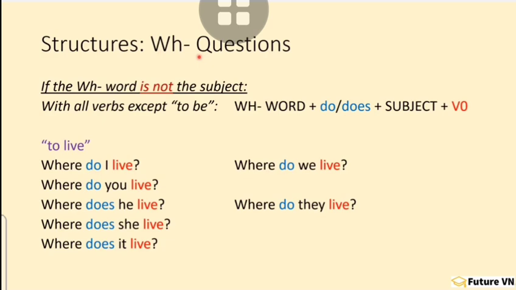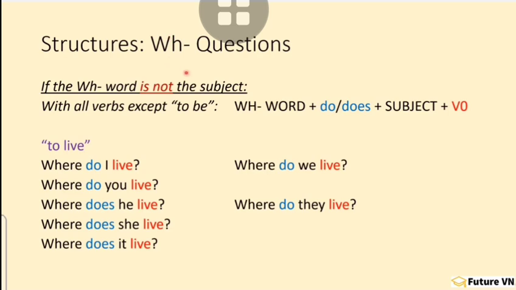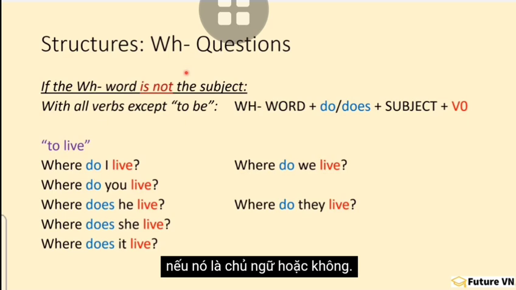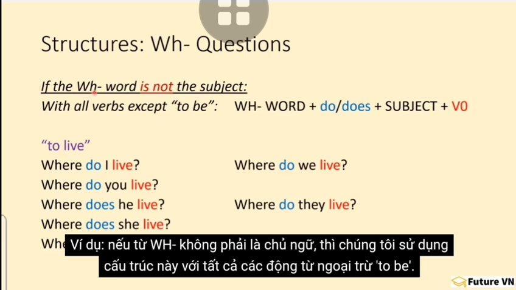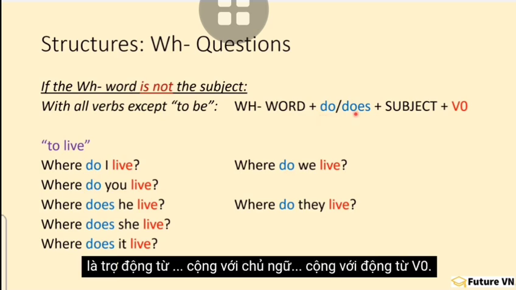Here we have to distinguish whether the WH word, like what or who, is the subject or not. For example, if the WH word is not the subject, then we use this structure with all verbs except for to be. WH word, like who, what, when, plus do or does as the helping verb, plus subject, plus verb 0.